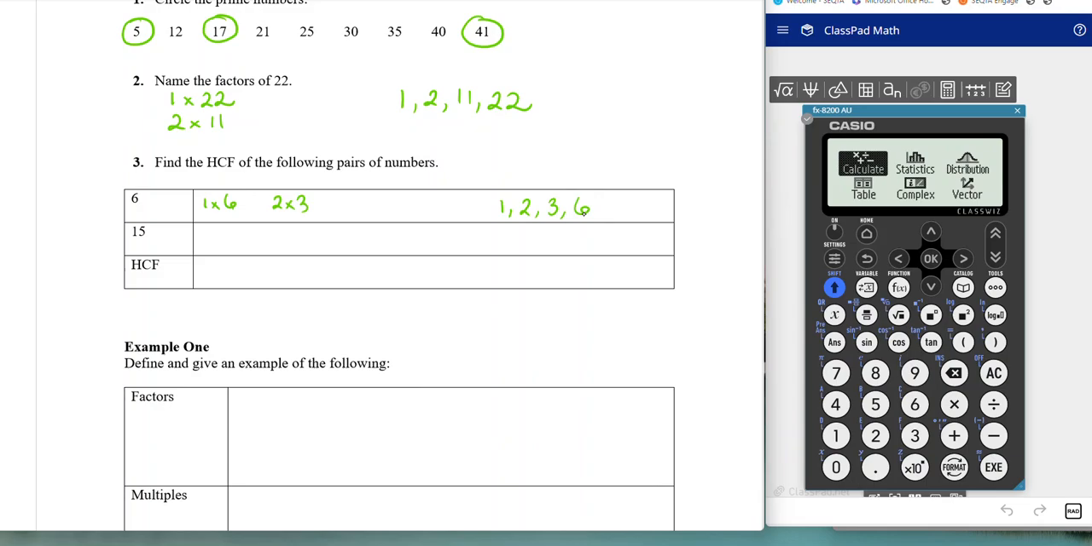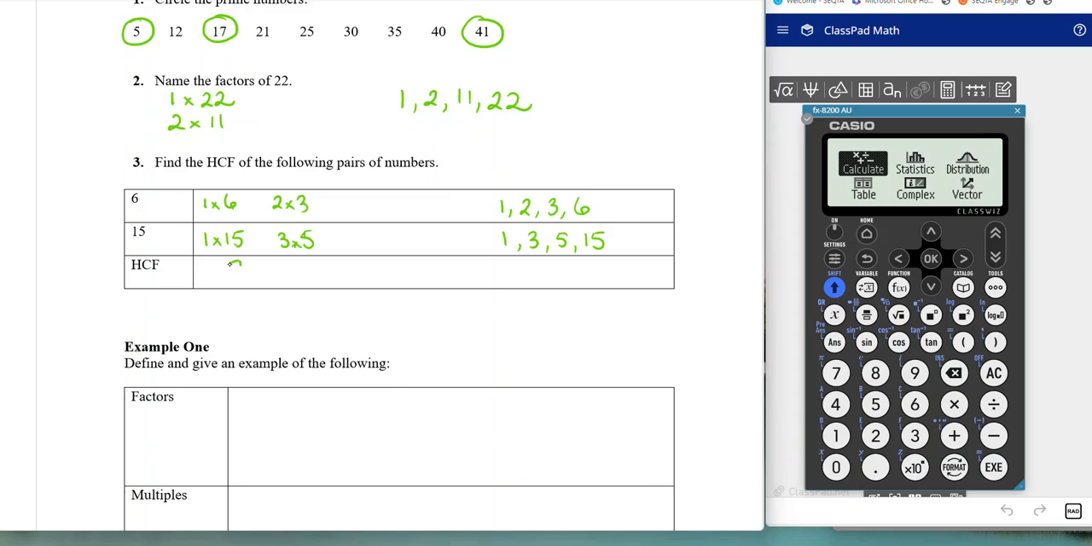Do the same thing for 15. 1 times 15. Can I do 2 times something? No. Can I do 3 times something? Yes. 3 times 5. Can I do 4 times something? No, and 5 is already here, so I have them all. So it's 1, 3, 5, 15. Once we have both of those lists written out, HCF stands for the highest common factor, which is the 3.